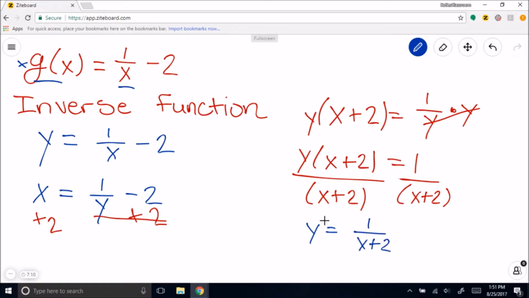And remember, we actually found the inverse. Okay, so going back to here, and let's just put this in black, it's the final answer. We've got g inverse of x is equal to 1 over x plus 2. So that would be our whole answer.